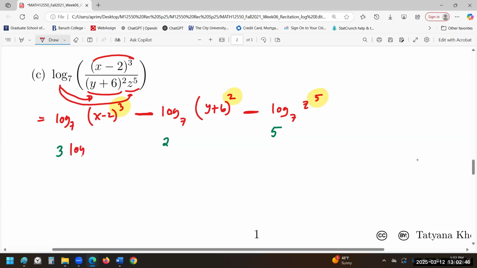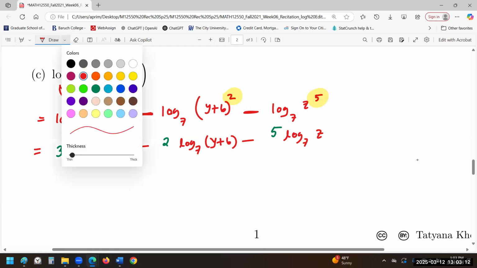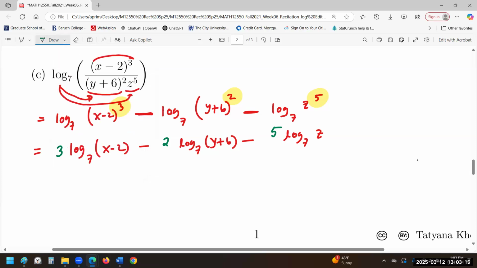And we write log base 7 of (x minus 2) without the power 3. The next one is log base 7 of (y plus 6) without the power 2. And the last one, 5 times log base 7 of z. So all the things you see on the power, they come down in the front as a coefficient.